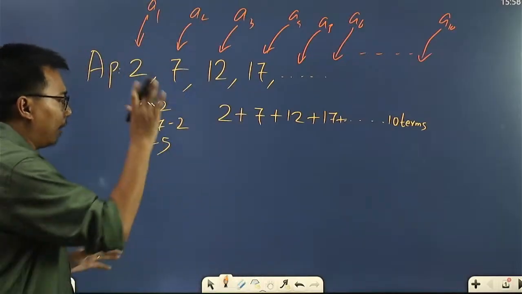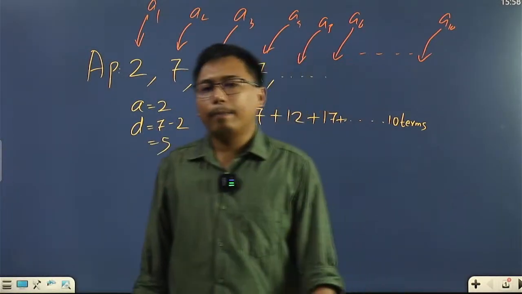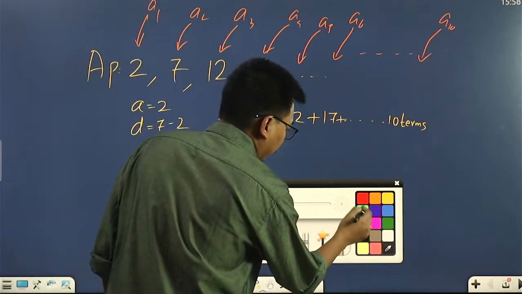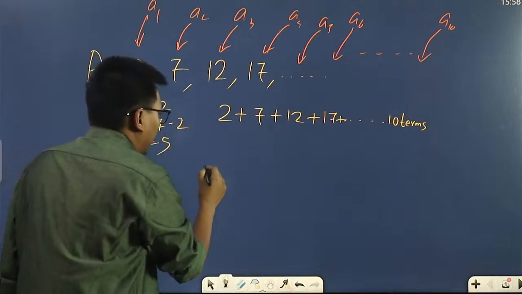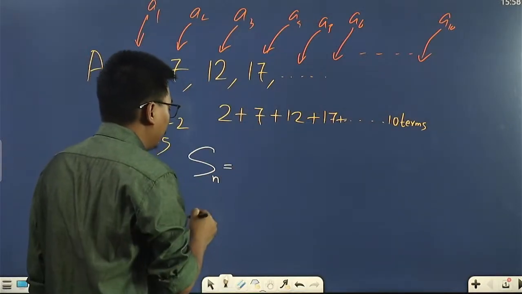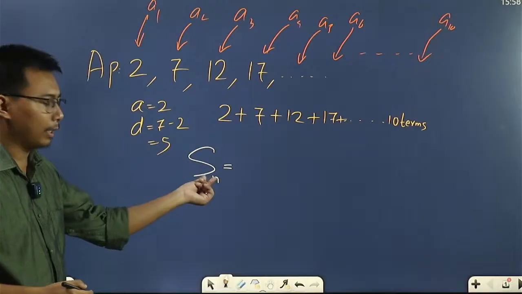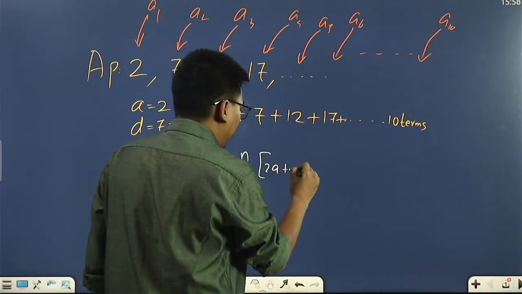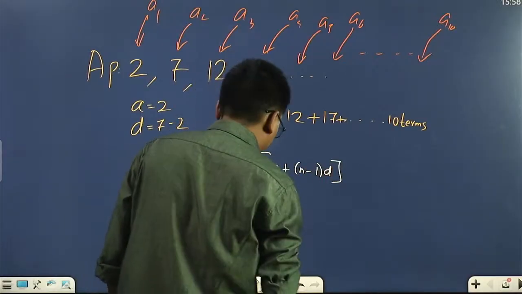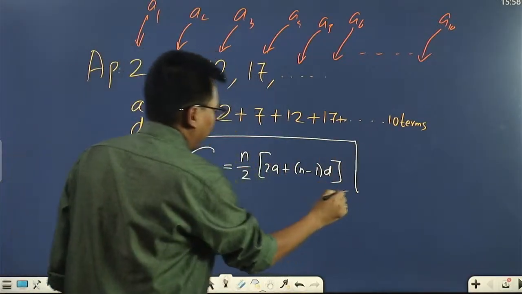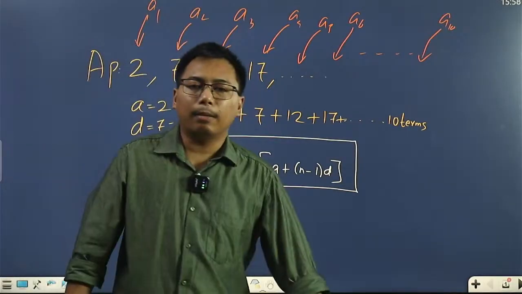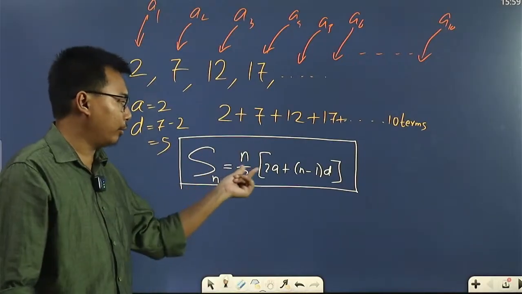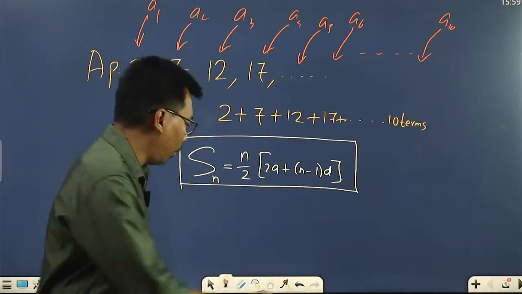So for this, we have a formula. What's that formula? Write it here. The formula is Sn is equal to, where S means sum and n means up to n terms, the sum of n terms. So Sn is equal to n by 2 times (2a plus (n minus 1)d). This is the formula to find the sum of n terms. Okay, clear?